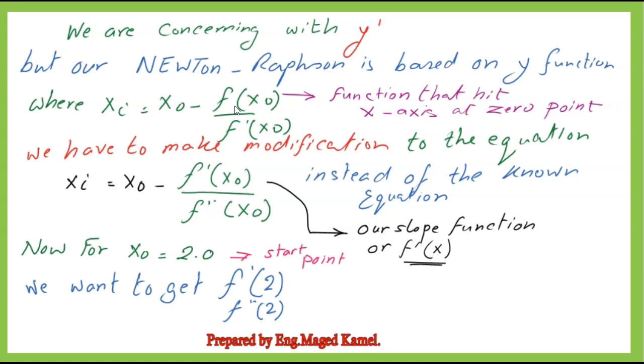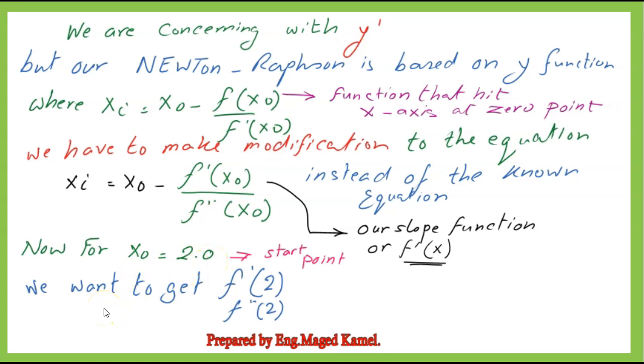But in our condition, the only function that intersects with X and gives us the value of 0 is the Y dash curve. So in order to utilize the Newton-Raphson method, we are going to make a modification, and the equation will be represented as X sub i equals X naught minus f dash of X naught divided by f double dash of X naught. So we will be concerned with the Y dash. We will select the starting point X naught equal to 2.